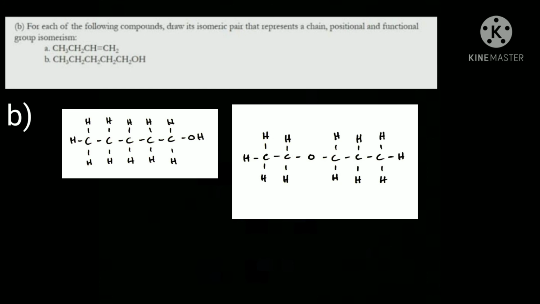For last isomer, we can draw them as functional group isomerism. The general formula of C5H12O is CnH2n+2O. Since ether has the same general formula as alcohol, C5H12O also can be formed as ether.